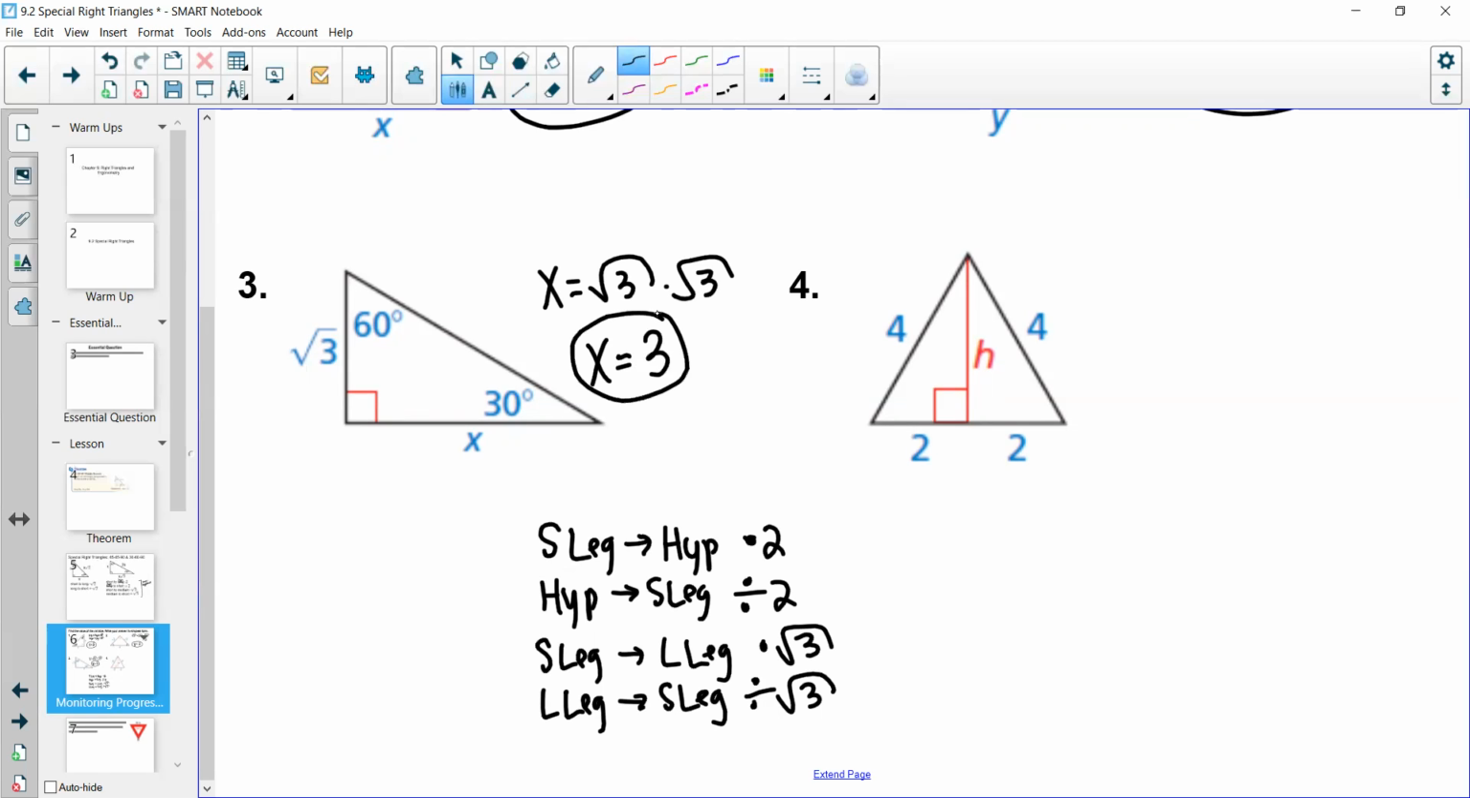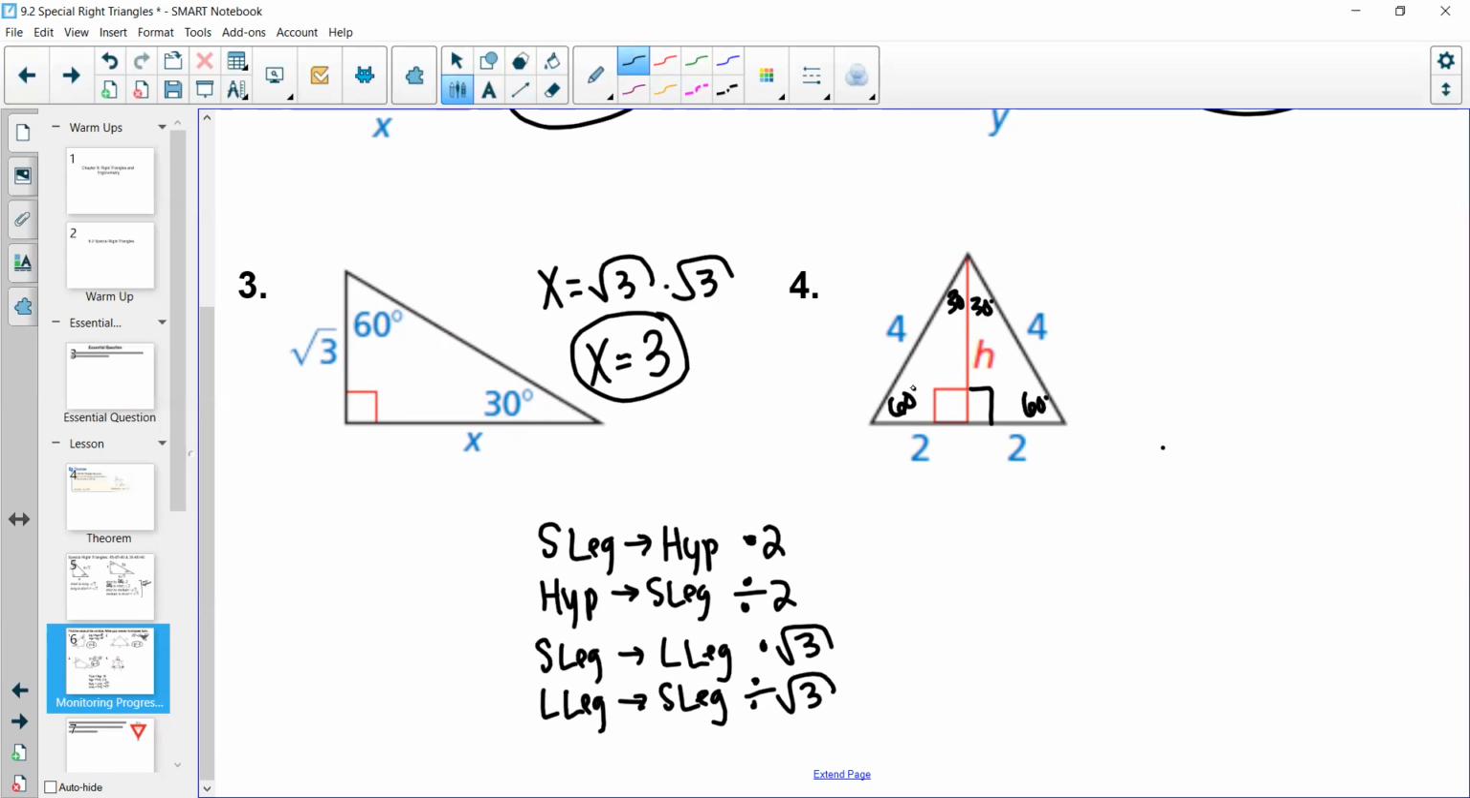Fantastic. Now, question number 4, I also said was a 30-60-90 triangle. And you might be looking at it and being like, this is not a right triangle. But this is something that's really interesting. Anytime that we have an equilateral triangle, if we draw the altitude or the height right down the middle of our triangle, it actually divides our triangle up into two 30-60-90 triangles.